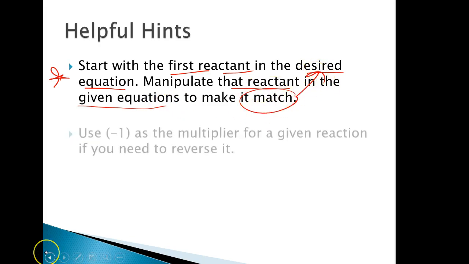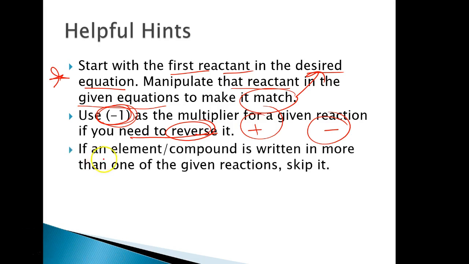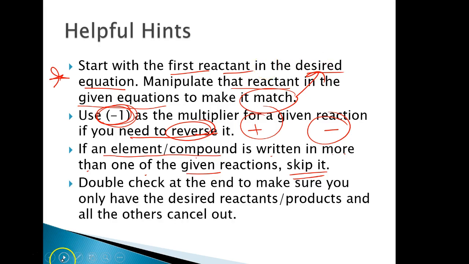That's the idea. You're going to use -1 as a multiplier if you need to reverse it, because remember I said, if it's positive in one direction, it's negative in the other direction. So multiplying by -1 changes the sign of the delta H, and it reverses the reaction. That's the big thing. If you run into a situation where the element or the compound is written in more than one of the given reactions, a good hint is to just skip it as long as you possibly can, because it makes it more difficult if you try to make it match, and I'll walk through that. And then at the very end, you're going to double check, and I'll show you how to do that.